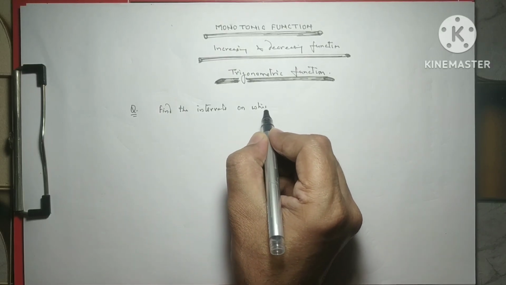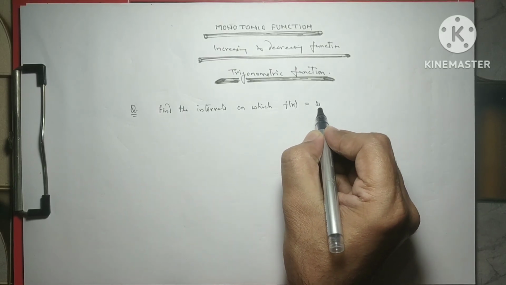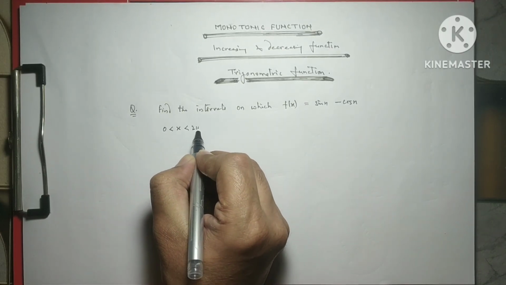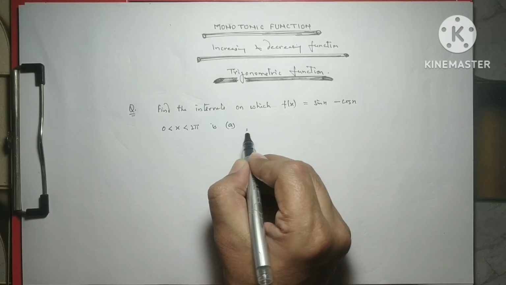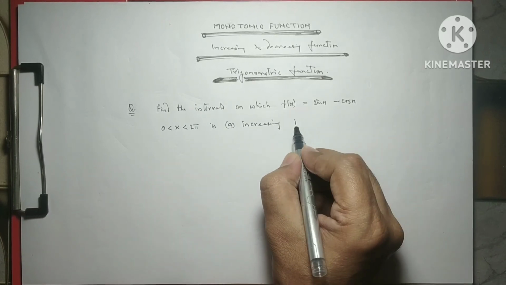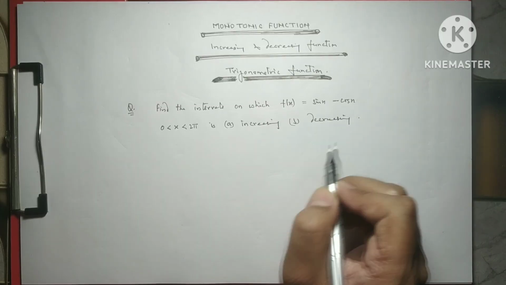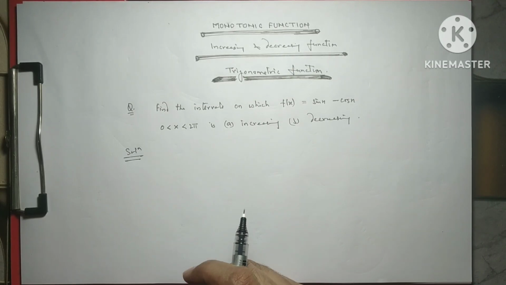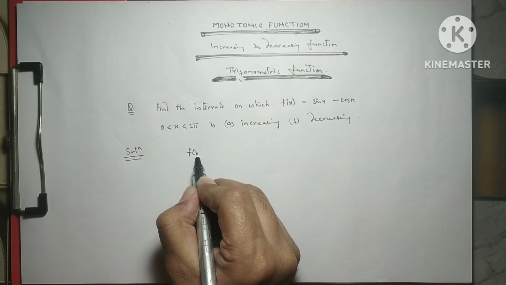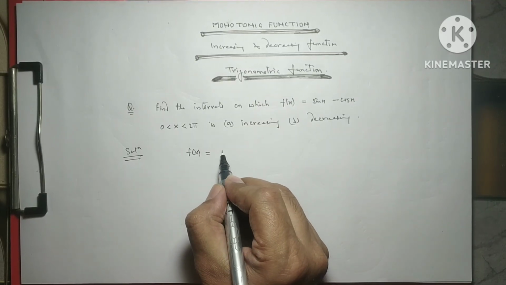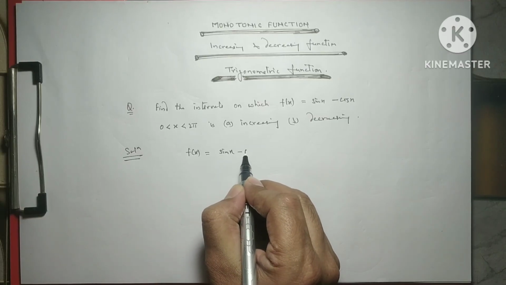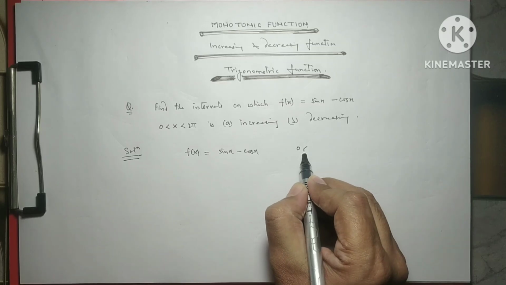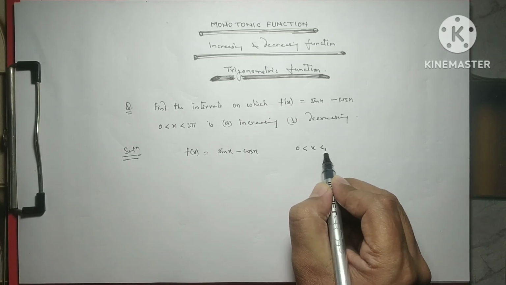Find the intervals on which the function f(x) equals sin x minus cos x is increasing and decreasing, where the interval is 0 to 2 pi. So the solution of this question: first we have the function f(x), that is sin x minus cos x, and the given interval is 0 to 2 pi.